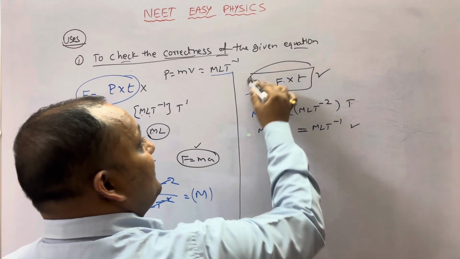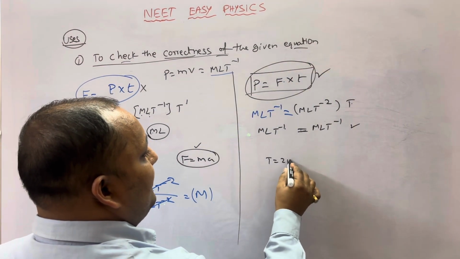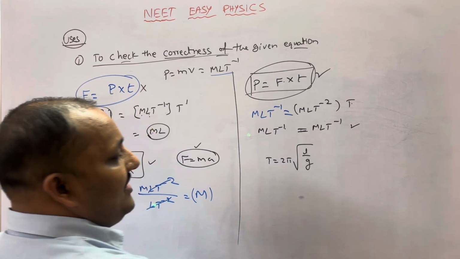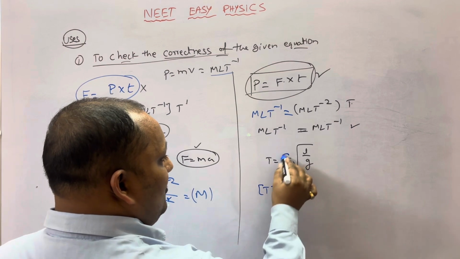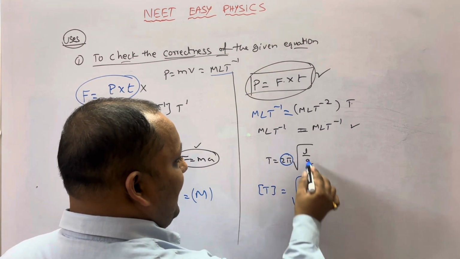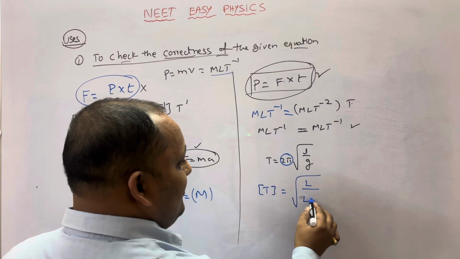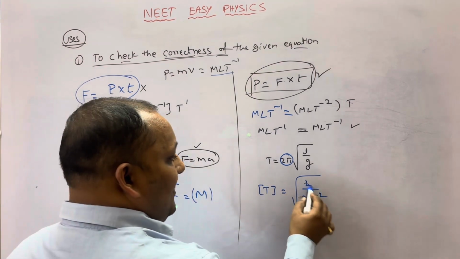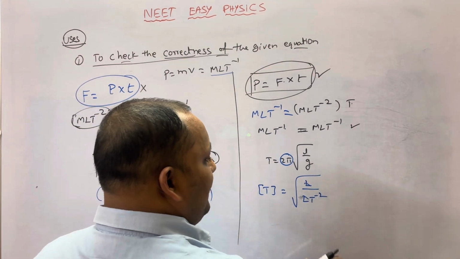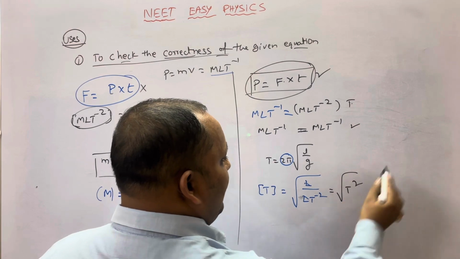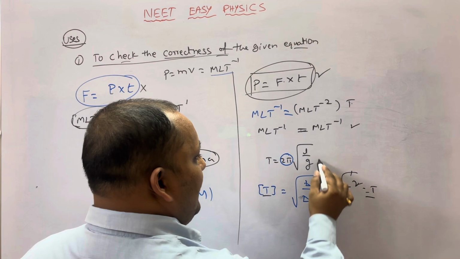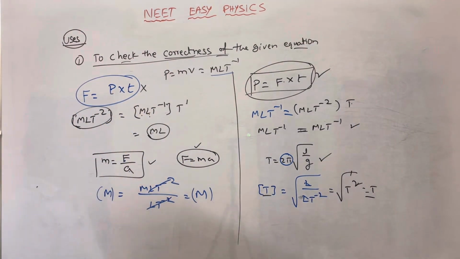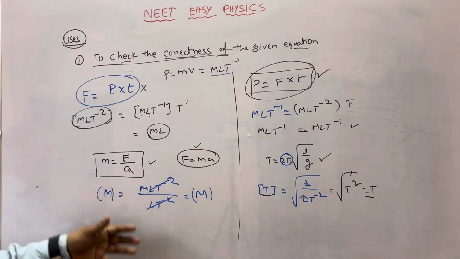So like this we are going to cross check. Even time period is equal to 2 pi root L by g. Is this equation correct or wrong? Time period means time, dimension formula T. 2 pi is constant, leave that. L is length, so L; g is acceleration due to gravity, LT power minus 2. L will be cancelled, T power minus 2 goes to the numerator. What does it return? T square. Root T square is T. Therefore, LHS equals RHS. This equation is correct. Like that you can cross check however many equations we know. You are going to get an idea.